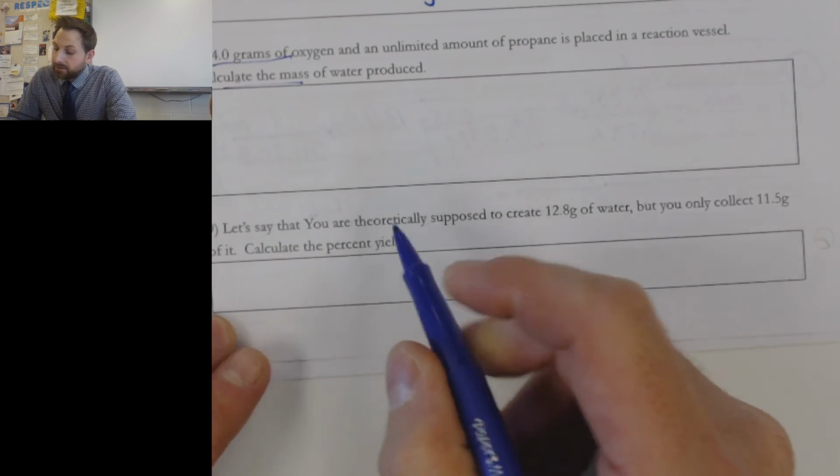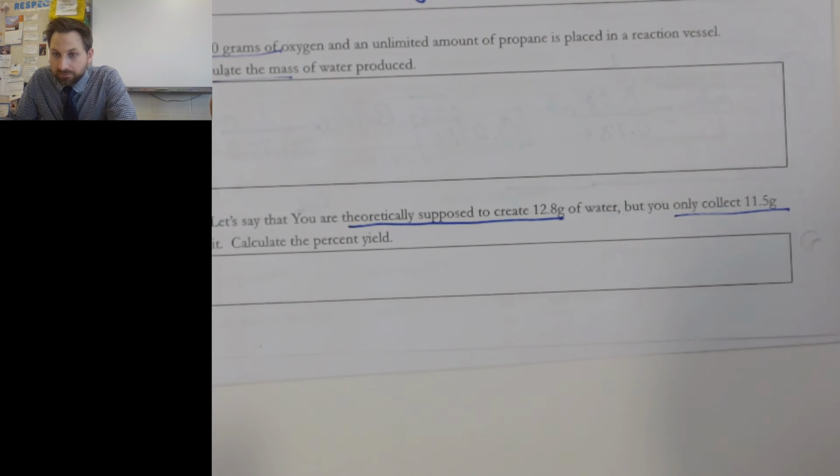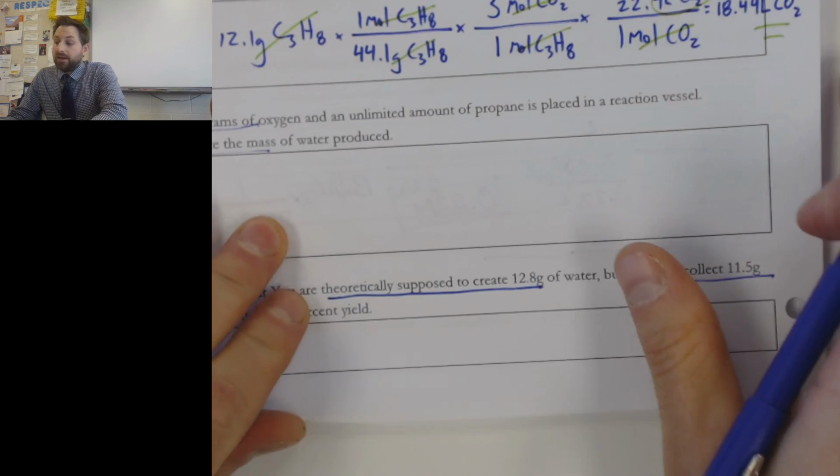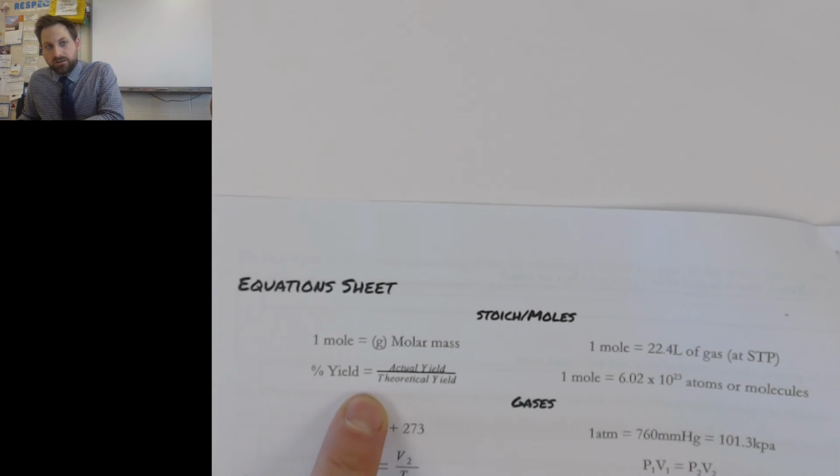Last problem, number 9, it talks about theoretical, and you do a lab and you actually only make 11.5 grams of stuff. You know, what's going on there. All you have to do for that is plug in a couple numbers, and if you look at the back side, you'll just be using this percent yield equation.